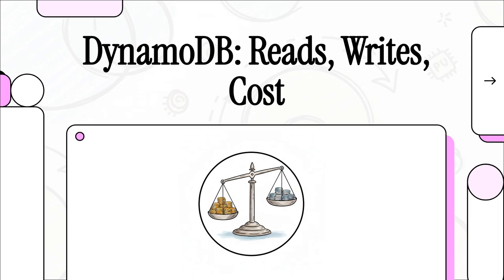So you're building with DynamoDB, you know its power, but you also know that your app's performance and your cloud bill are tied directly to two things, reads and writes. Get them wrong, and things can get slow and expensive, fast. But get them right, that's a superpower. And in this explainer, we're going to give you that superpower.